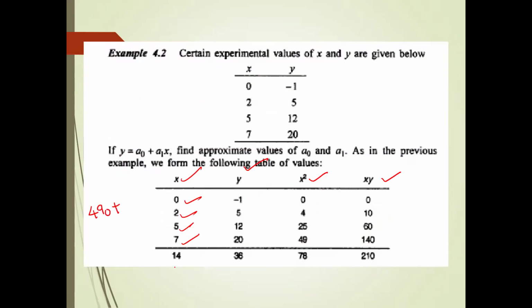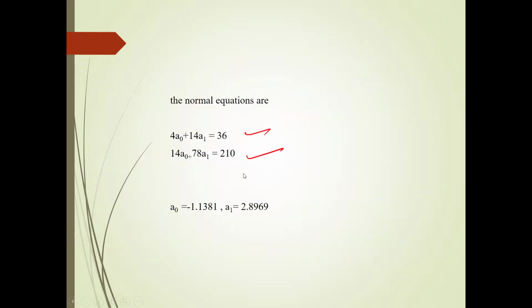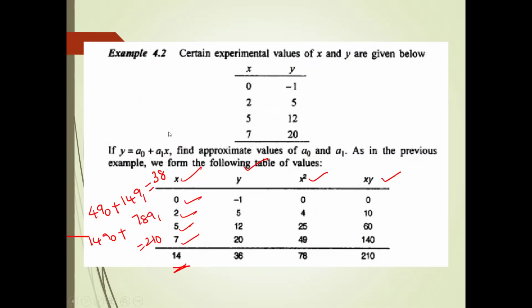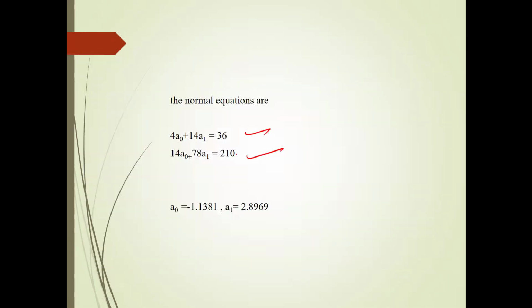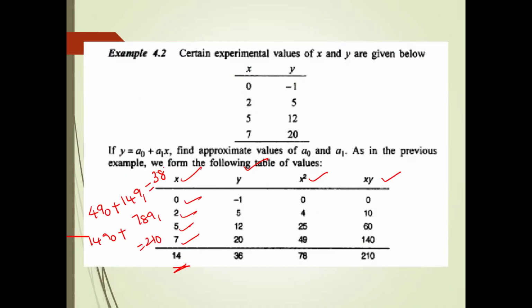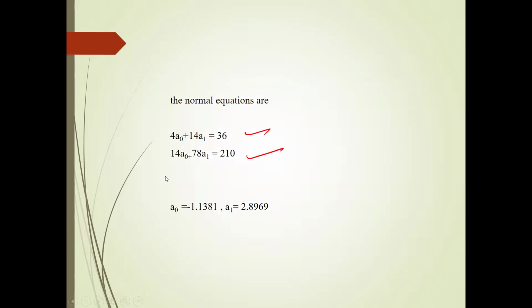So tell me, how will you write? 4a naught, and this is 14, sigma, so 14a1 is equal to yi. How much? 38. Okay, next one is 14a0 plus 78a1 is equal to 210. These are the two equations. Now what you will do, you just substitute here 38, no, 38 or 36, 20, 32, 37. So 36 only. So this is 36. Okay.